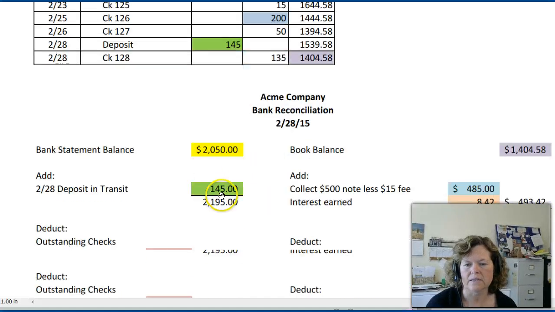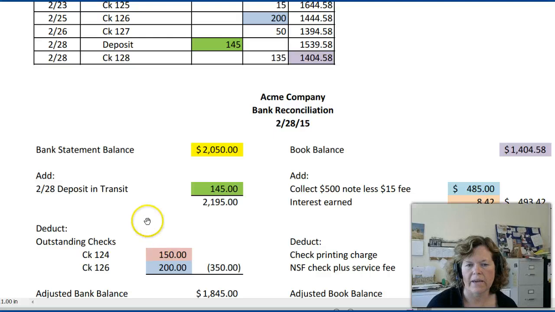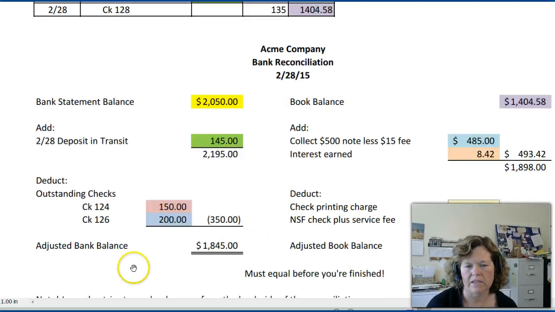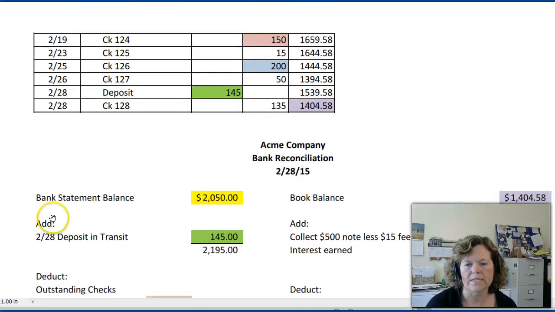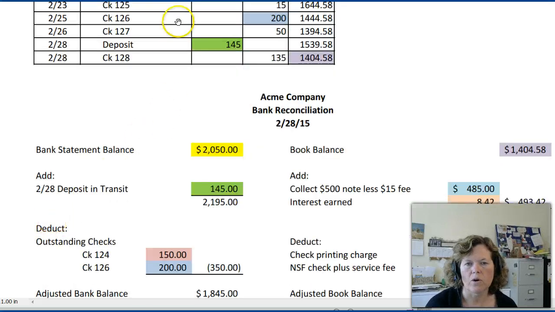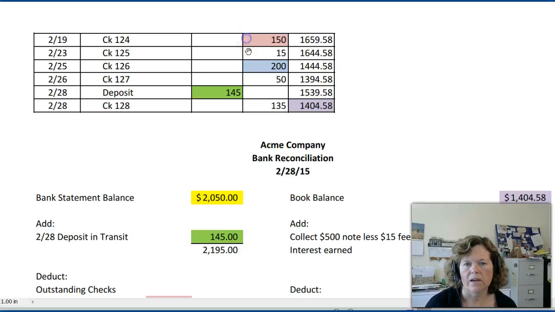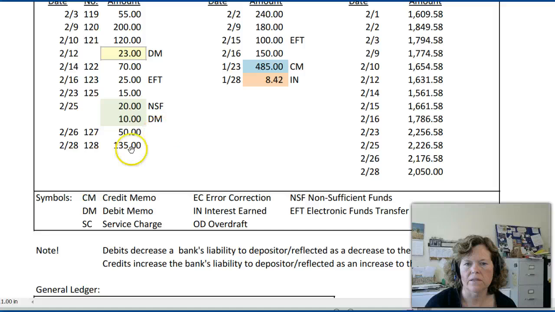So we need to get this as an addition onto the bank statement side. We're trying to account for things on the bank side that aren't on the bank statement that should be, activity by the end of the month. Here we've got some deductions. We've got some outstanding checks, check 124 and 126. They're in our general ledger, but they're not listed up here. 124 and 126 are missing.